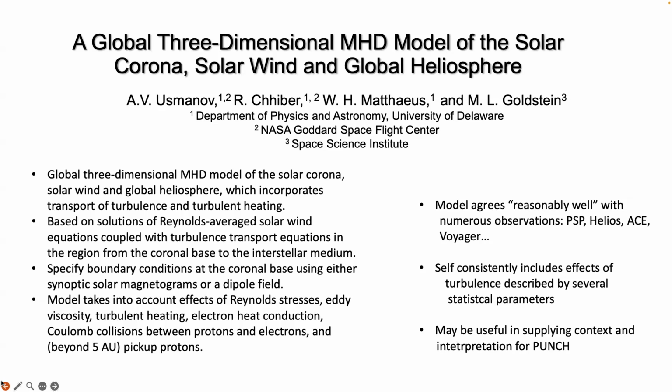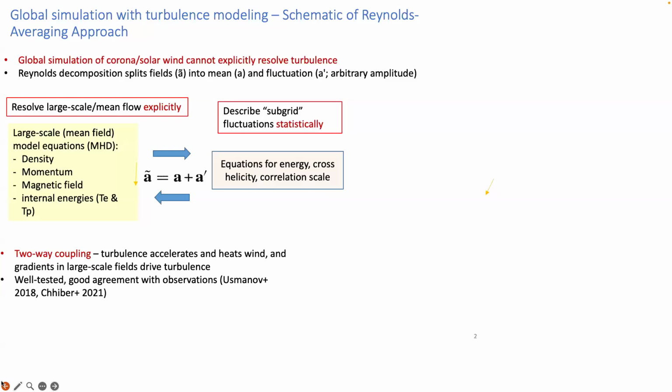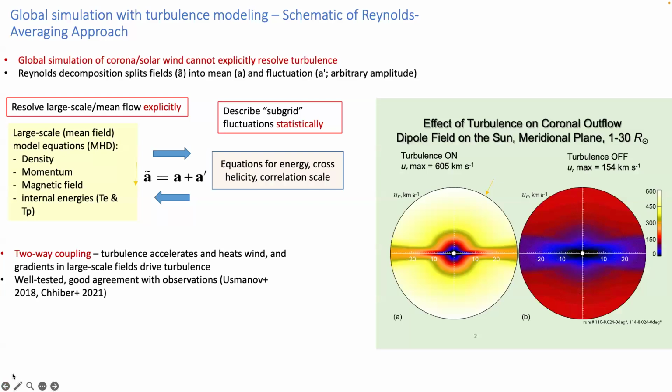And therefore, you can do SEP transport because you can get the diffusion coefficients. So I'm going to just push here. And so this is the Reynolds averaging scheme where you have resolved and unresolved with a statistical separation. There's a 2-way coupling between the two. If you turn off the turbulence and just do a dipole, you get very much 150 kilometer per second wind and 605 kilometers per second with it turned on.